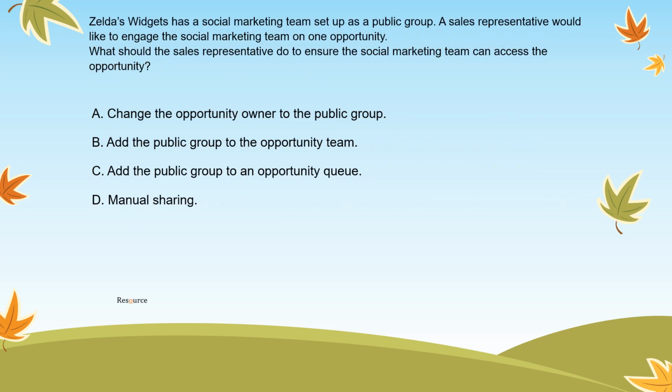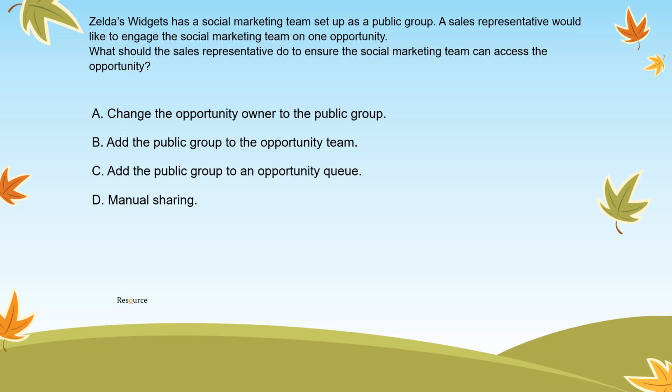Zelda's Widgets has a social marketing team set up as a public group. All sales representatives would like to engage the social marketing team with an opportunity. What should the sales representative do to ensure the social marketing team can access the opportunity? A. Change the opportunity owner to the public group, B. add the public group to the opportunity team, C. add the public group to the opportunity queue, or D. manual sharing.